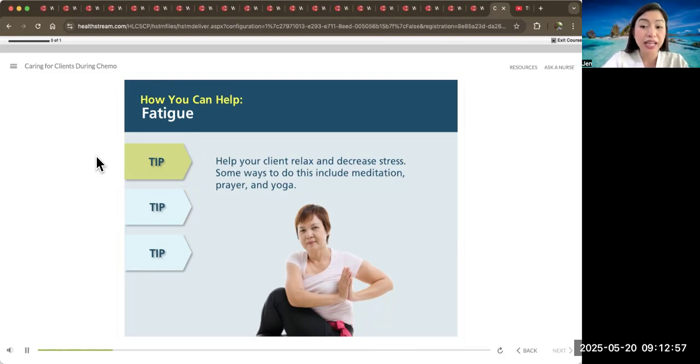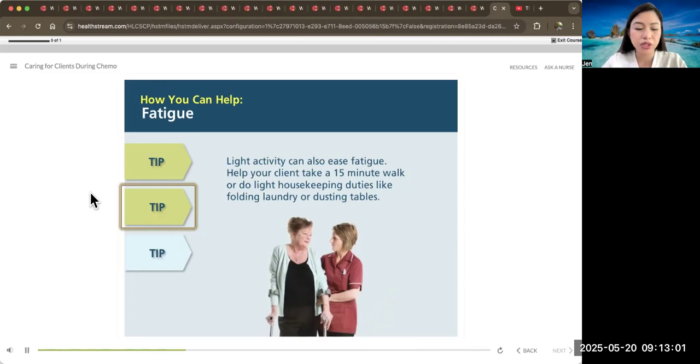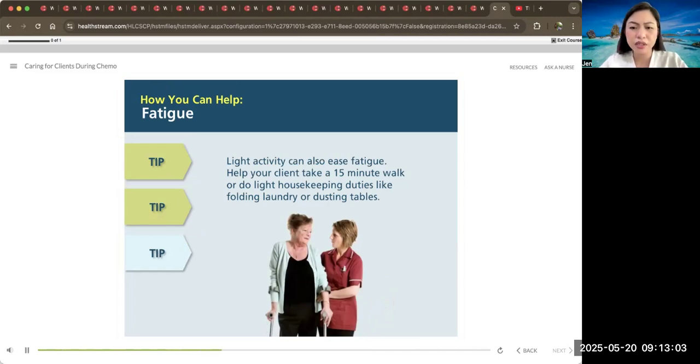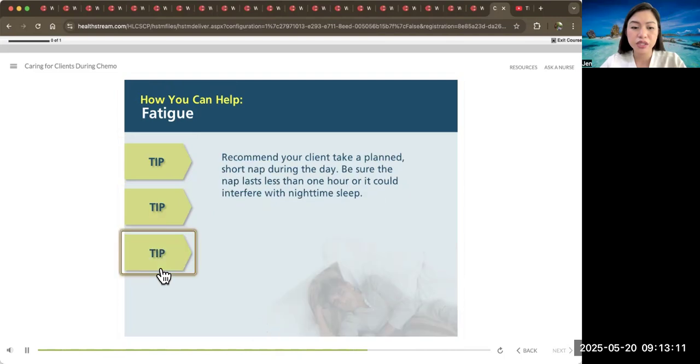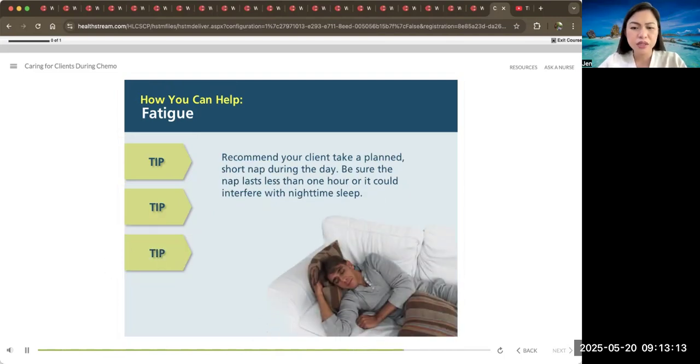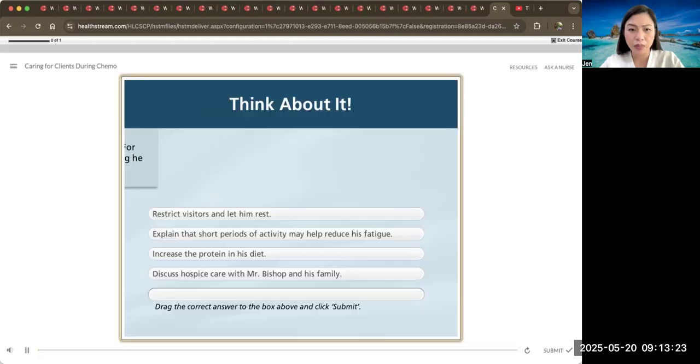Help your client relax and decrease stress. Some ways to do this include meditation, prayer, and yoga. Light activity can also ease fatigue. Help your client take a 5 to 15 minute walk or to do light housekeeping duties like folding laundry or dusting tables. Recommend your client take a planned short nap during the day. Be sure the nap lasts less than 1 hour or it could interfere with nighttime sleep.